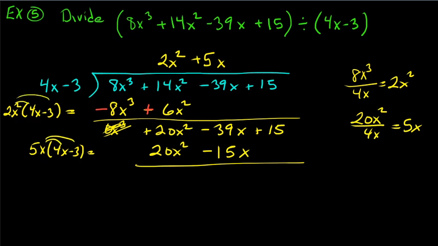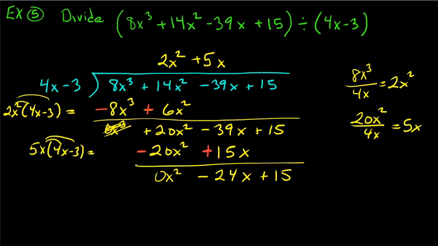All right, so flip the signs and add. So this positive 20x squared becomes a negative. The negative 15x squared becomes a positive. Right, so we're going to get 0x squared, and then negative 39x plus 15x. I think it's going to be negative 24x, right? And then plus 15. Okay, so that's round 2.